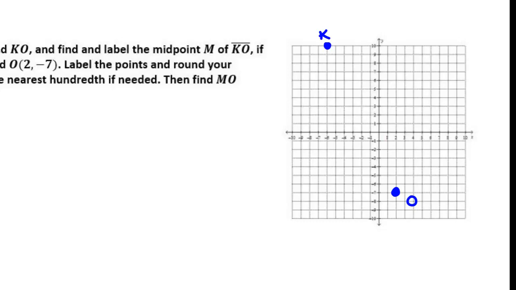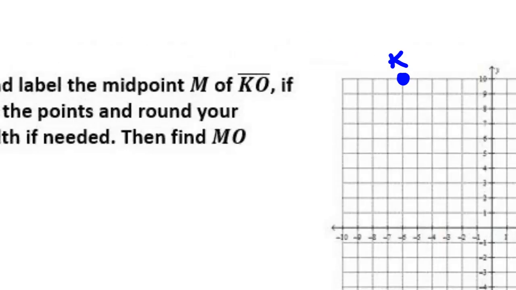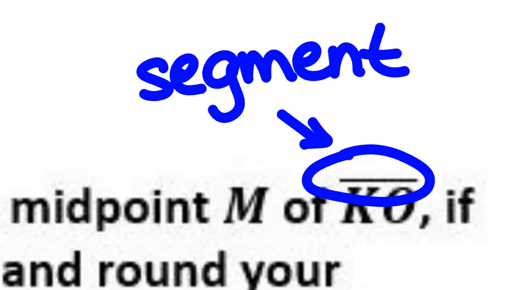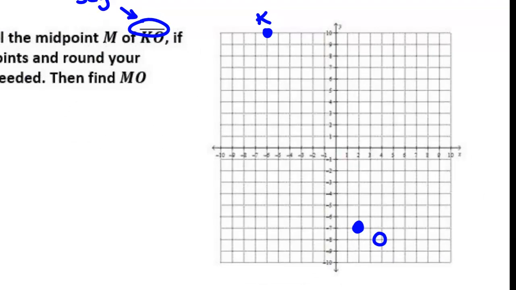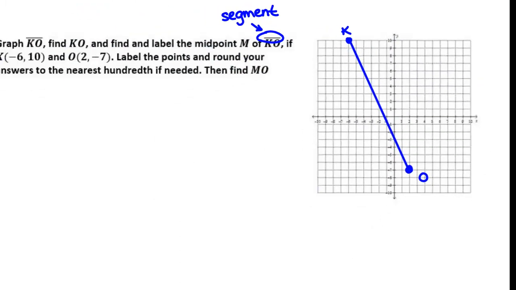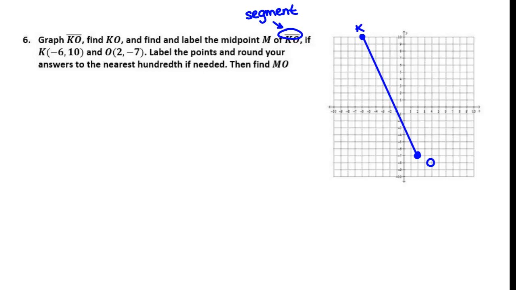Now, one thing I want to point out, when we drew lines the first couple days of school, we had to make sure to go beyond the endpoints. Are we drawing a line or a line segment this time? A line segment. This notation right here tells me I'm drawing a segment. So this time I do not want to go past those endpoints. I want to go dot to dot because it is a line segment.